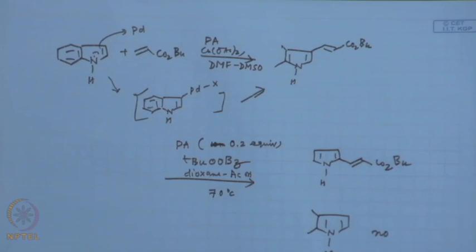Enoxide. Why would enoxide form? Pyrrole is not known to form enoxides. Indole, no reaction.